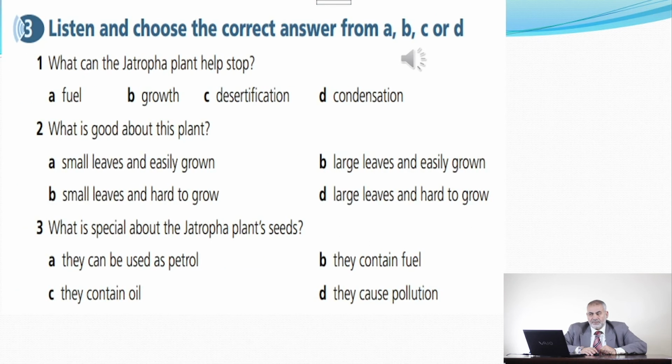Now listen and choose the correct answer. Well, the lesson will begin from here. Workbook. Unit 15. Page 22. Exercise 3. Listen and choose the correct answer from A, B, C, or D. Listen: the jatropha plant can help stop desertification. It has big leaves and can be grown easily. Its seeds contain oil that can be used as fuel.